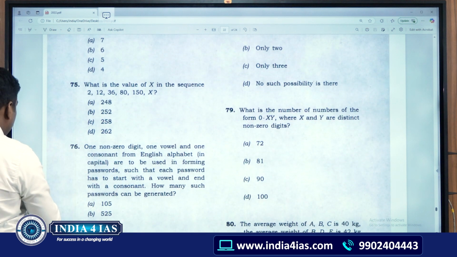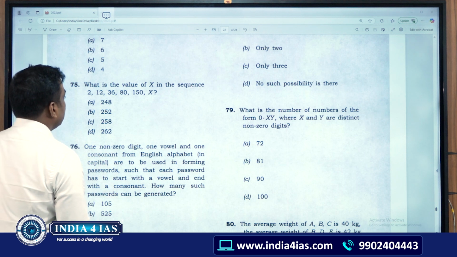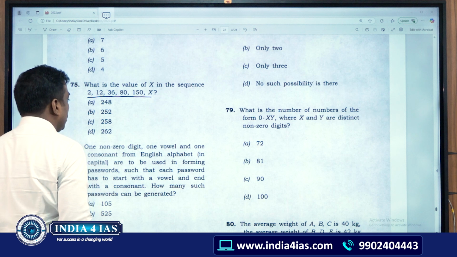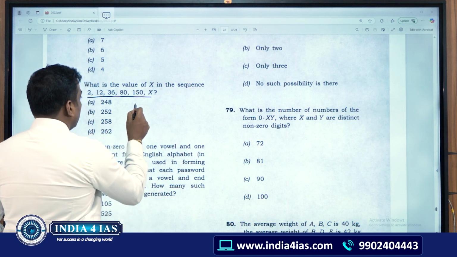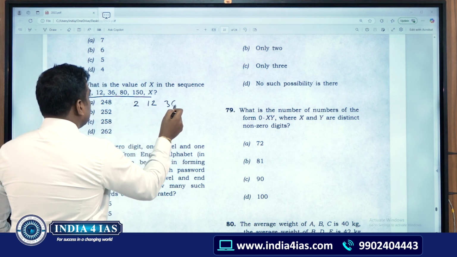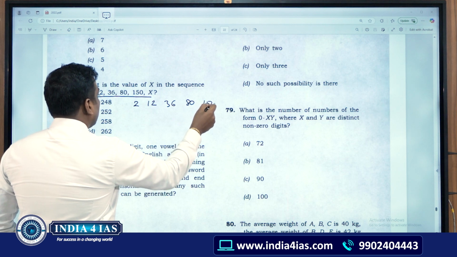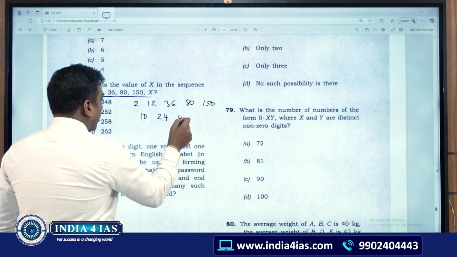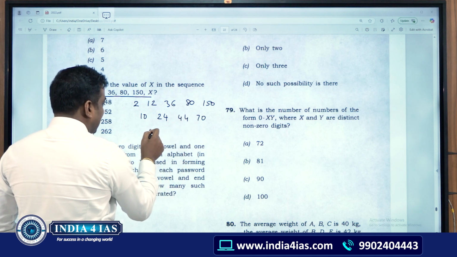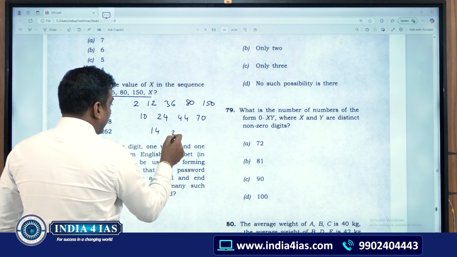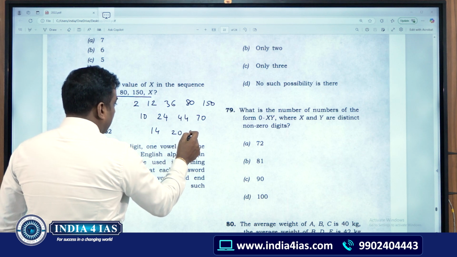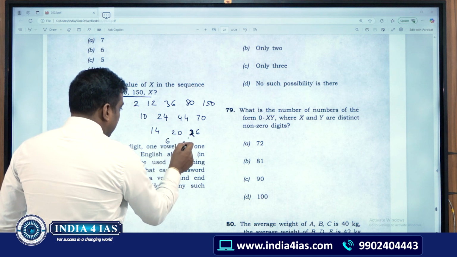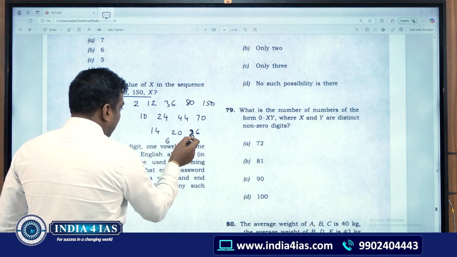Next, what is the value of x in the sequence 2, 12, 36, 80, 150? So here what we have to do, like 2, 12, 36, 80 and 150. So here take the difference, 10, here 24, here 44 and here 70. Again take the difference, 14 and here 20 and here we get 26. So look at this, there is a 6 increase. 14 plus 6 is 20, 20 plus 6 is 26.